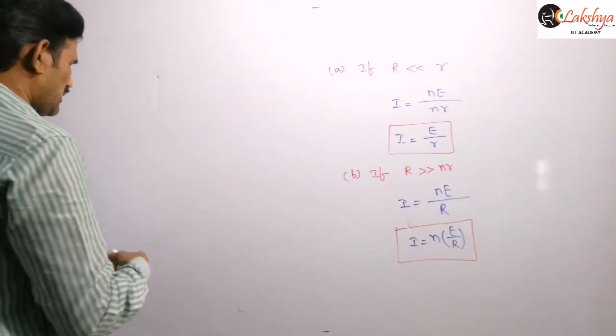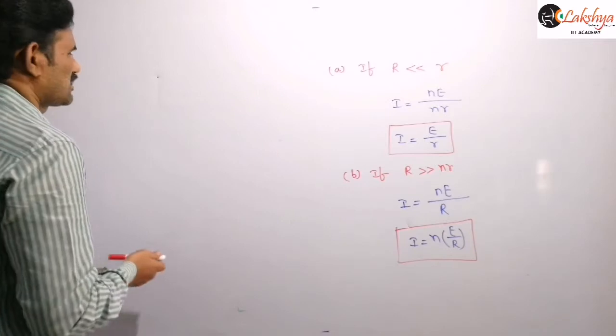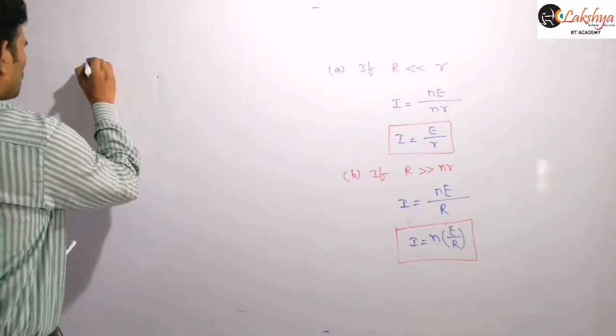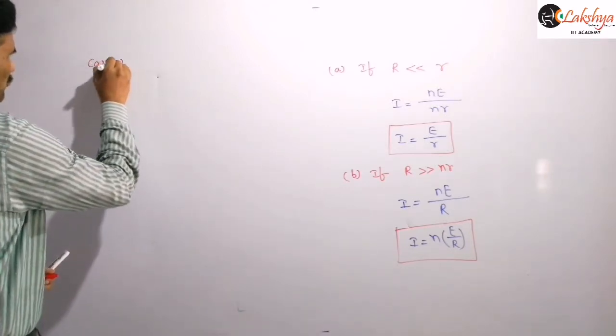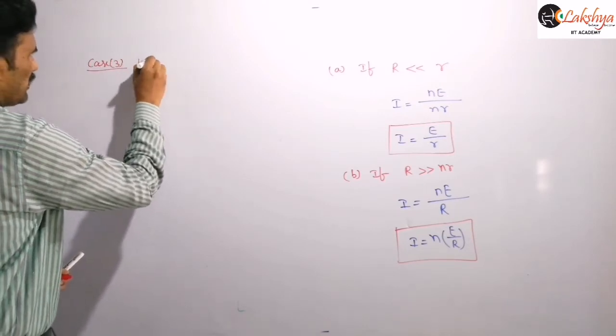And next here, let us see one more case in case of this series combination. So I am taking that as case 3. Wrongly connected cells.